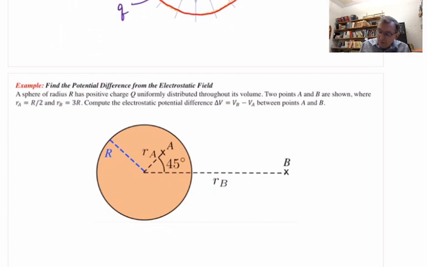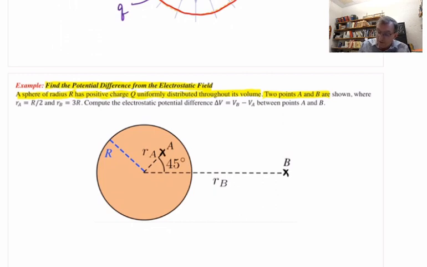And so in this example, we are to find the potential difference between 2 points given the electrostatic field that has been created by some charge distribution. In fact, here's the charge distribution. It's a sphere of radius big R that has positive charge big Q uniformly distributed throughout its volume. It must be a non-conducting sphere. We've got 2 points, A and B. See them there? It's pretty clear where they are. They're marked with X's. There's point A, there's point B.